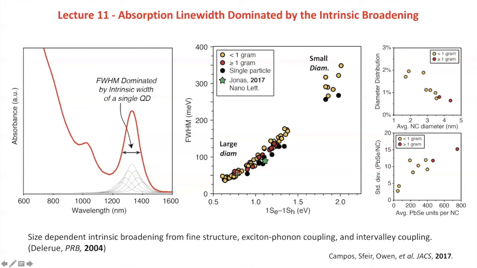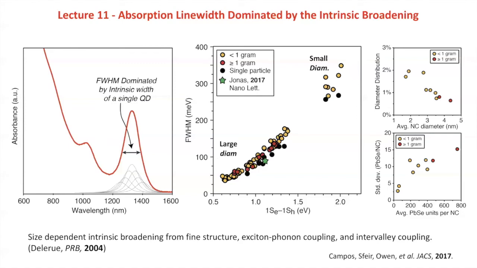And that's actually plotted here on the right. The black points are the intrinsic width, and the yellow and red points are the width of the ensemble. The difference between these two curves is the total amount of broadening that's caused by the size distribution. And that amount is just a couple of percent over the entire sample size.